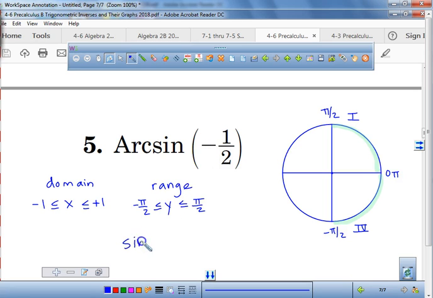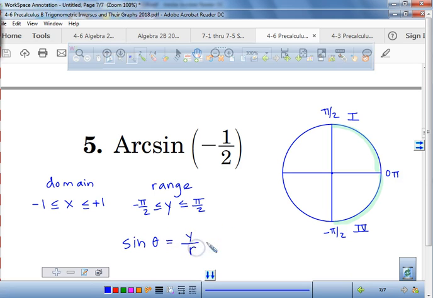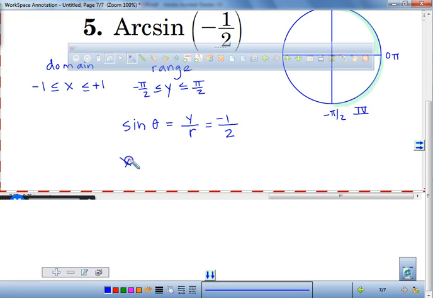So remember, the sine of theta always compares the y value to the r value. My r value is always positive, so I know my r value is 2, and my y value is -1. Now, I don't know if anybody did this, but I'm going to do it anyway: x squared plus y squared equals r squared. And I'm going to find what my x is, even though I already know what it is.